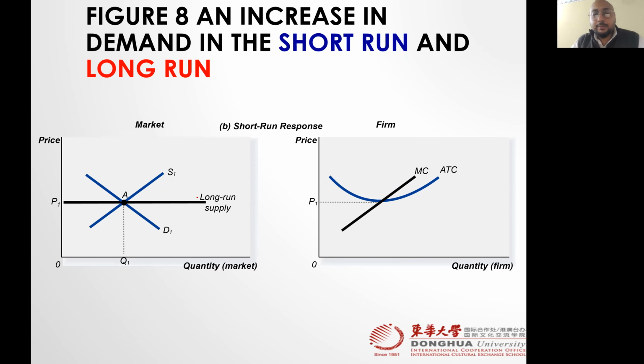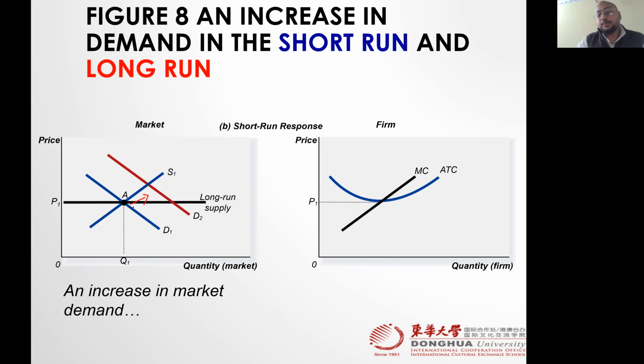Now, what happened? Demand shifts to the right. So we have a new equilibrium here. New equilibrium means we have a new supply, a new market, and we have it here.